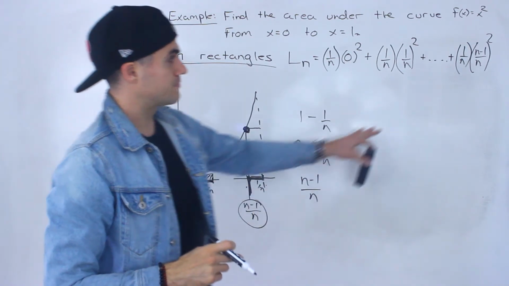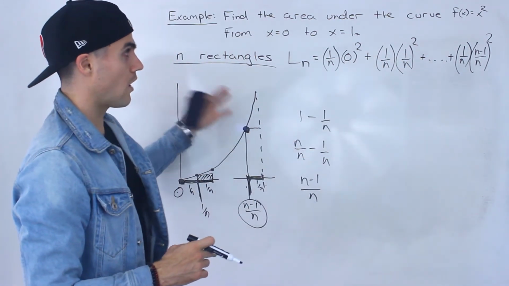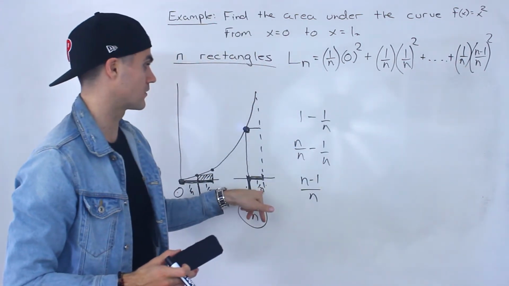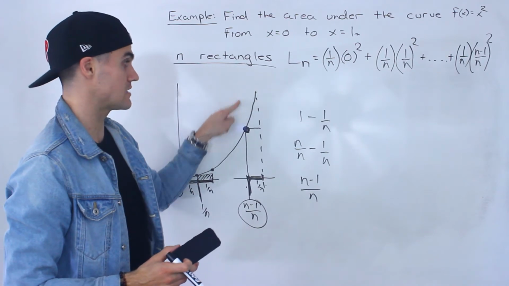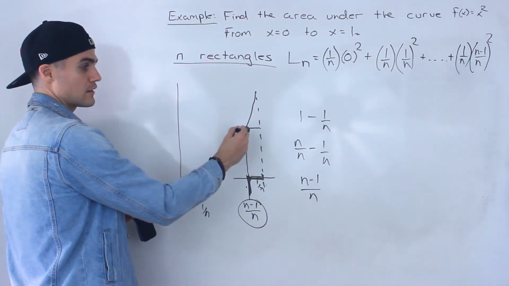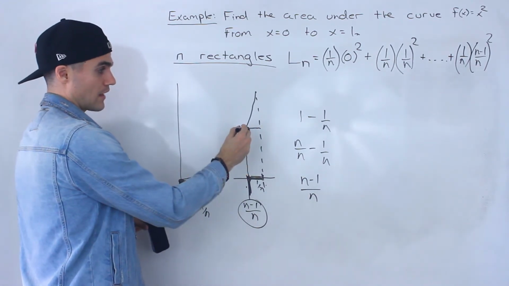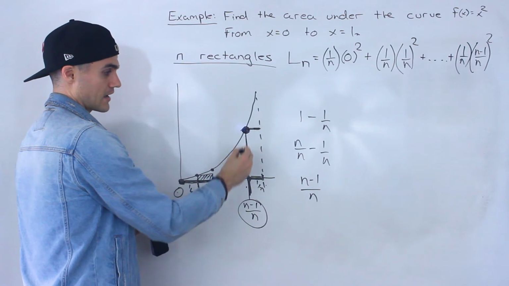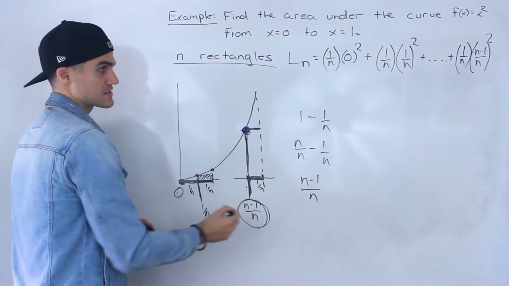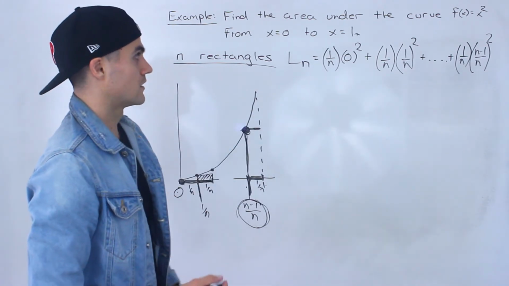So that's pretty much the biggest difference between Ln and Rn. Remember, with Rn, the last term was n over n. It was actually this 1 here, because that ended up being the height of that last rectangle. But because now we're dealing with the left corners of each rectangle, the height of this last rectangle is going to be the height of this point, which happens at this x value. So it's going to be a little bit different.